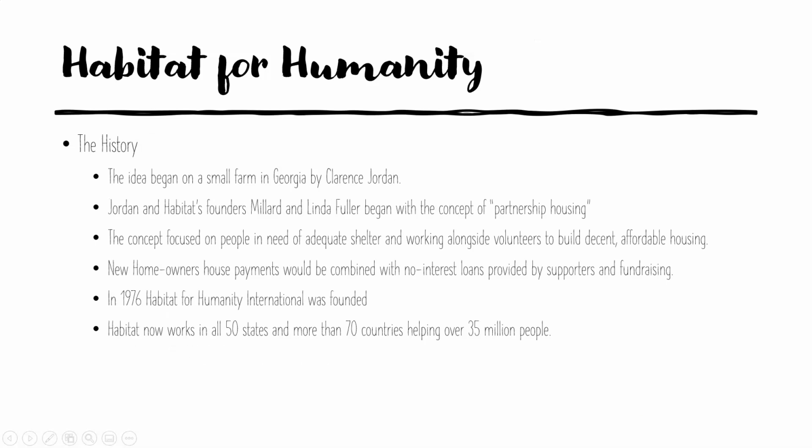Habitat for Humanity first began with an idea by Clarence Jordan on a small farm in Georgia. He then worked with Habitat's eventual founders, Millard and Linda Fuller, on the concept of partnership housing. This concept focused on people in need of adequate shelter and then working alongside volunteers to build decent, affordable housing. New homeowners' house payments would be combined with no-interest loans that are provided by supporters of the foundation and fundraising through the foundation.